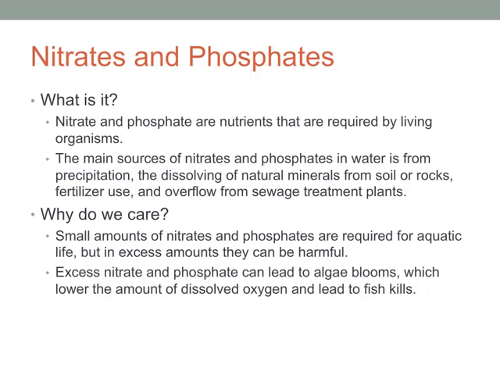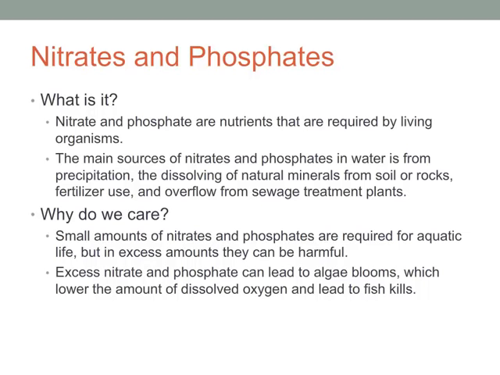The next issue we'll be discussing are nitrates and phosphates. Nitrate and phosphate are nutrients that are required by living organisms, but if you have too much of it, it can be harmful. The main sources of nitrate and phosphate can come from natural sources like precipitation, or the dissolving of minerals from soil or rocks. But it can also come from human sources, such as fertilizer use and overflow from sewage treatment plants.